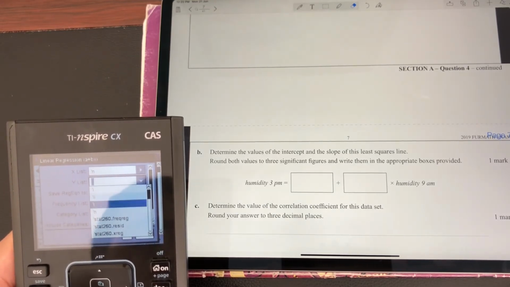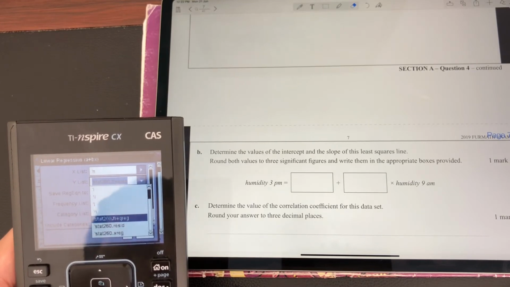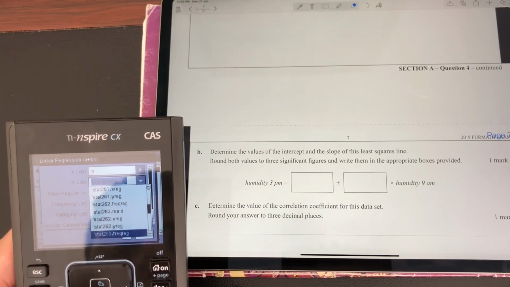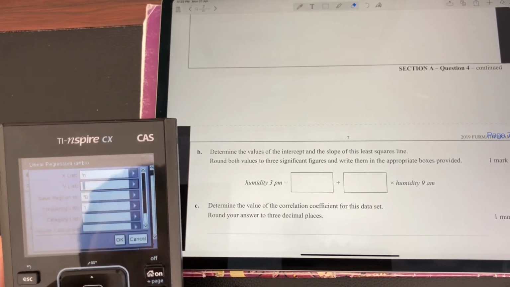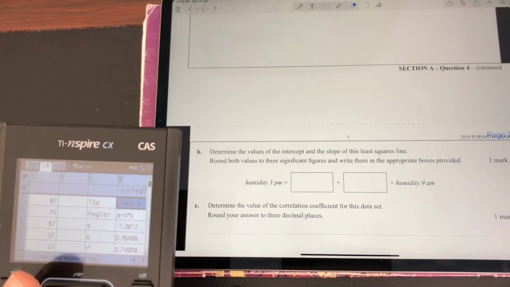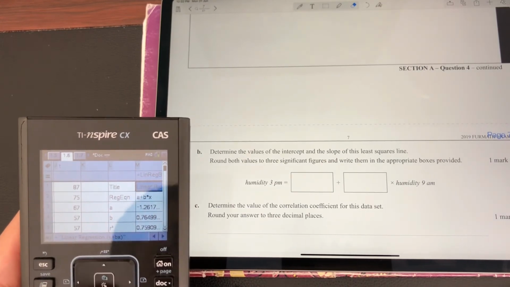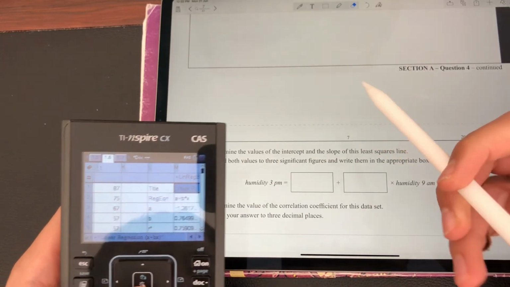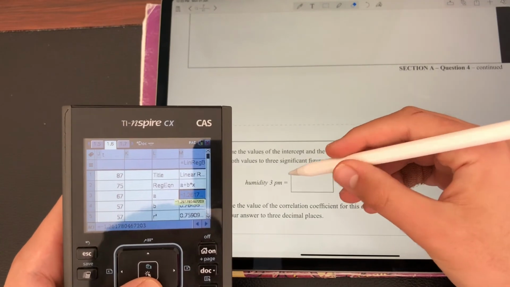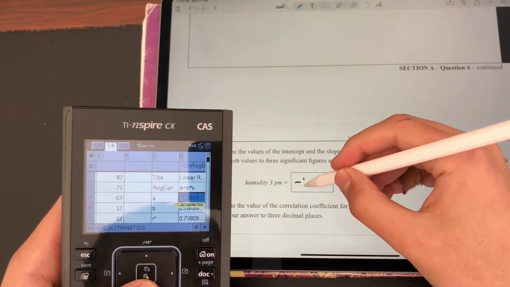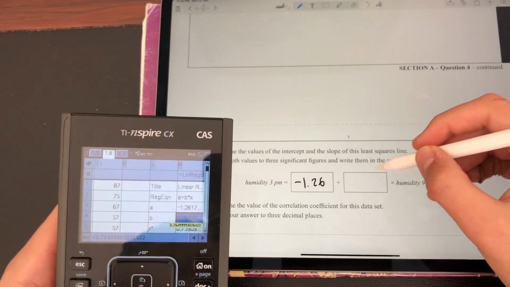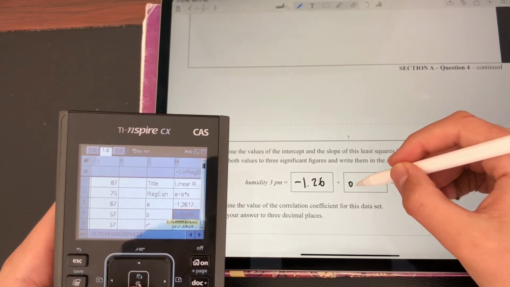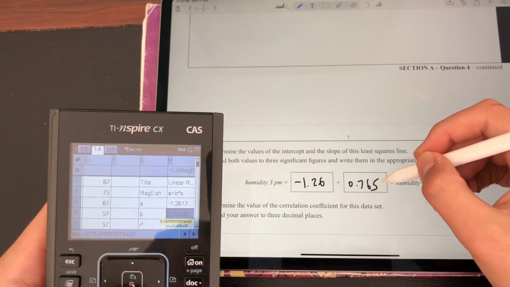And then in the Y you enter humidity at 3 p.m. So look for T, which is what we entered here. T, and then hit enter. And then you get your values for A and B. So on your calculator, we got A is negative 1.26 to 3 significant figures, and B is 0.765 to 3 significant figures.